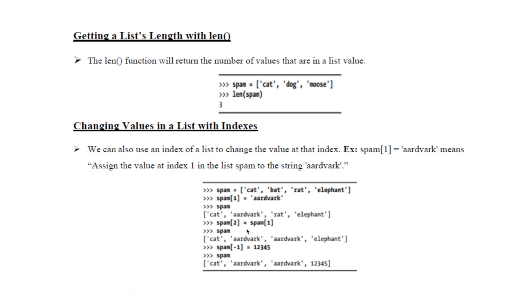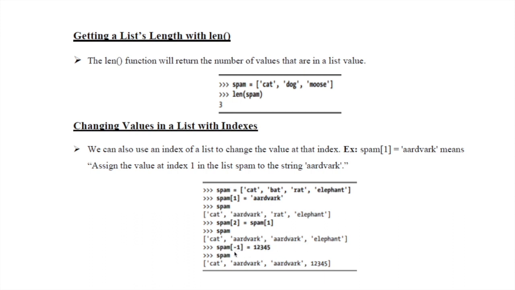In the second example, you can see spam 2 is equal to spam 1. So you're assigning the value of spam 1 to spam 2. What is the spam 1 value now? Hard work. So hard work will be printed in the position of rat here, because you are assigning hard work to spam of 2. Spam of 2 value was rat. So cat, hard work, hard work. So spam of 2 also contains the same value as spam of 1, that is hard work.